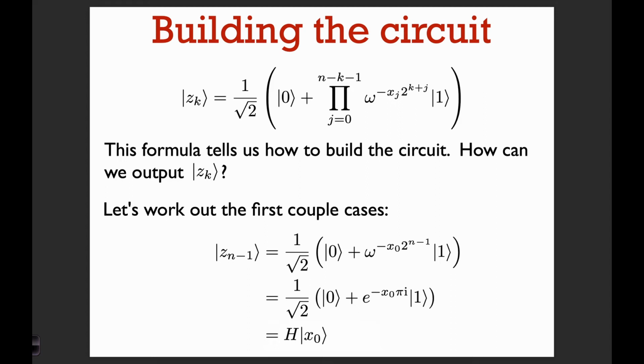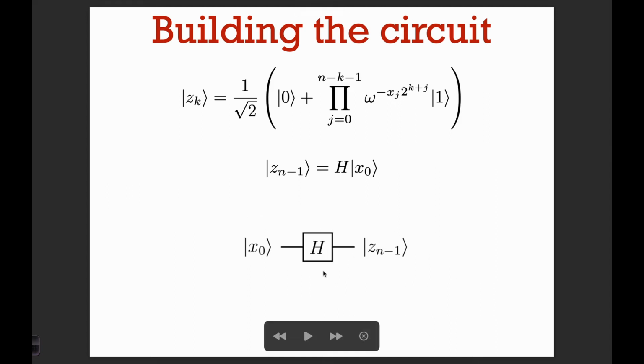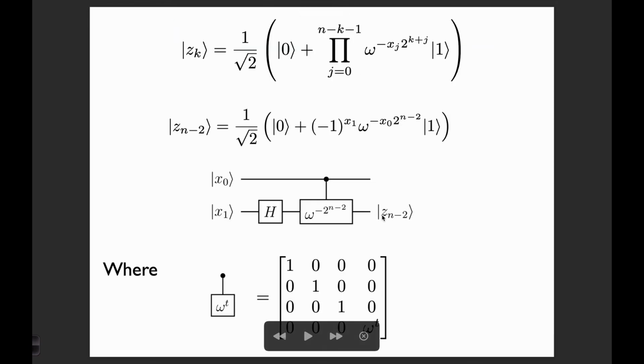Now this is a very familiar expression. This is just the Hadamard applied to x0. If x0 is 0, the Hadamard maps it to 0 plus 1 times 1 over root 2. And if x0 is 1, the Hadamard maps it to 0 minus 1 times 1 over root 2. So now we know how to create z_{n-1}. It's very simple: we just apply the Hadamard to x0. So there's the first part of our circuit. Let's build up the complexity step by step.